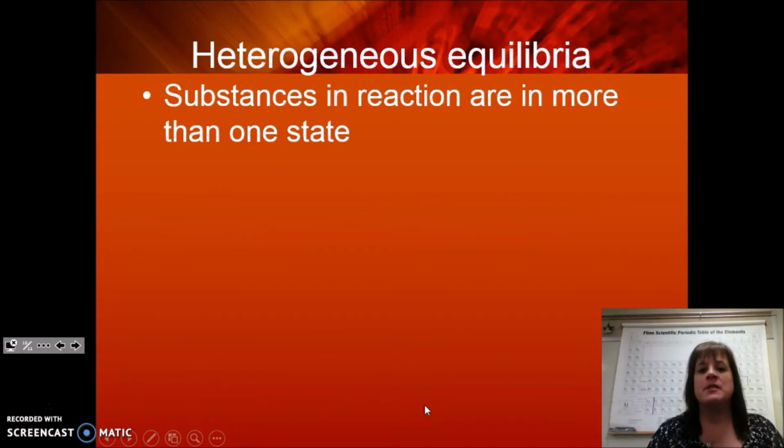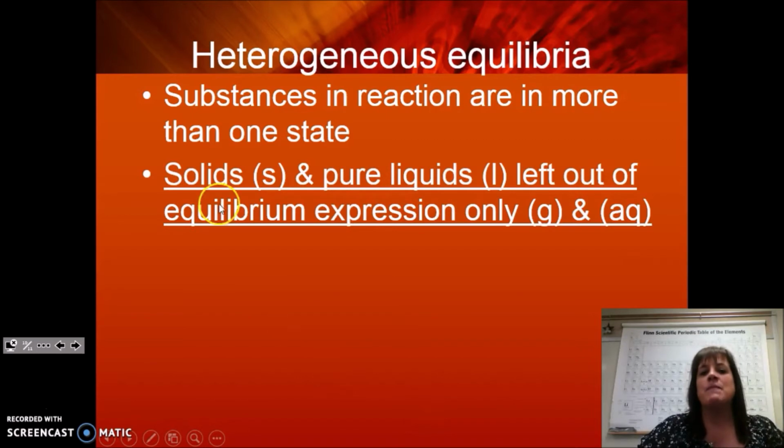So that's when I have substances in more than one state. So maybe I've got a solid with some gases or a liquid with some solids. So if they're in more than one state, they're heterogeneous equilibria. Now this is important because there's certain things that we leave out of that KEQ expression. Anything that's a solid, so has a subscript S, or a pure liquid, so a subscript of L, as their state symbols, you don't put them in the KEQ.